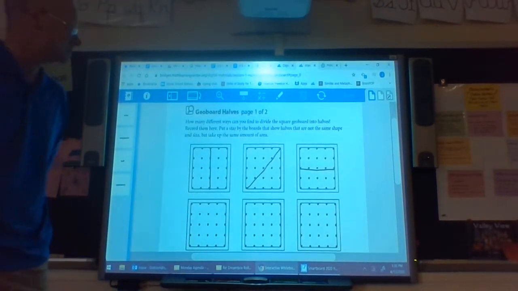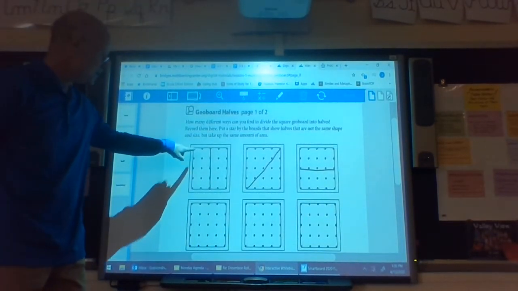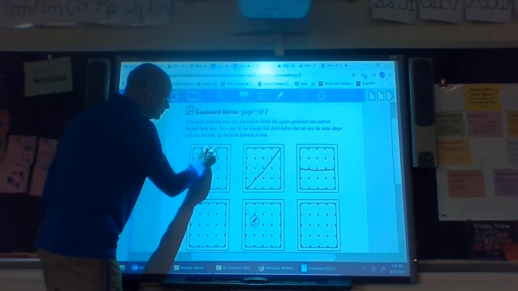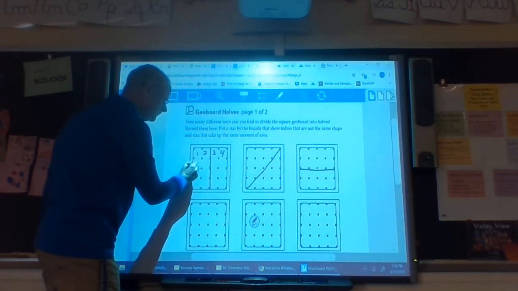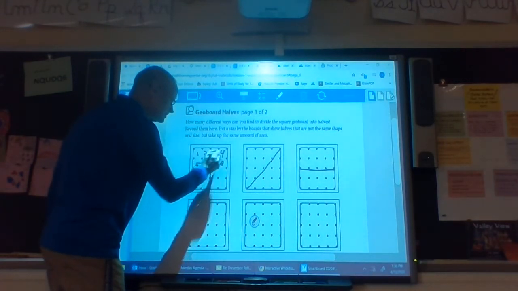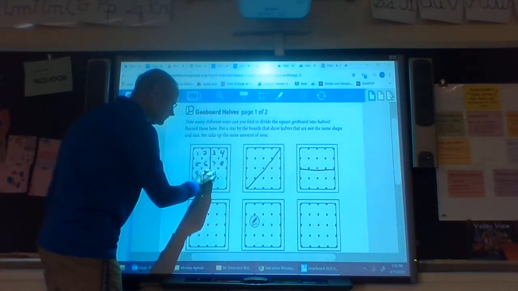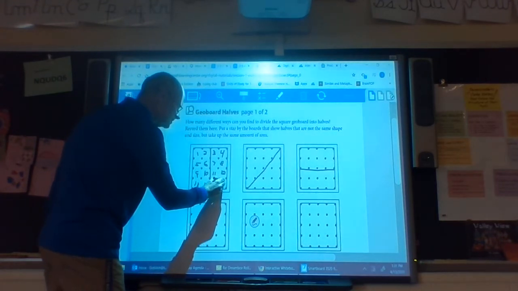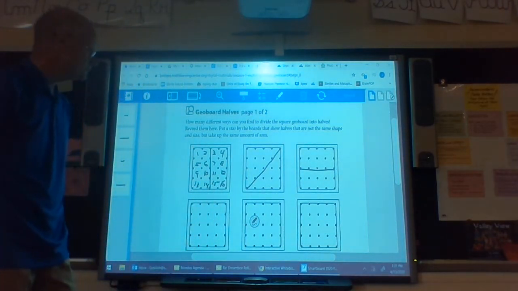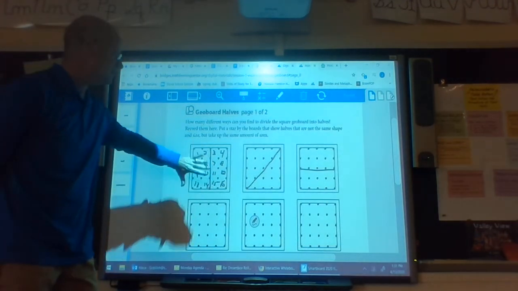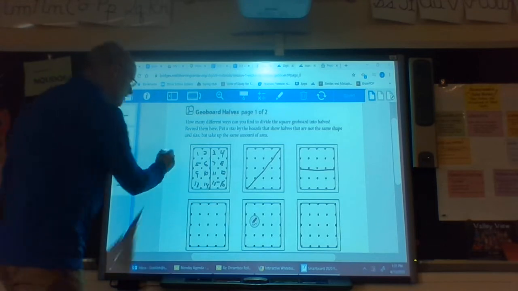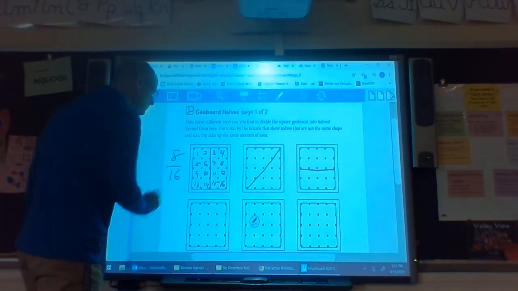One thing that might help you when you're thinking about this is when I looked, I noticed that I had 1, 2, 3, 4, 5, 6, 7, 8, 9, 10, 11, 12, 13, 14, 15, 16 squares on my geoboard. So on this I had 16, and now I'm going to have half. What's half of 16? Oh yeah, 8. I'm going to have 8 out of 16 on each side.